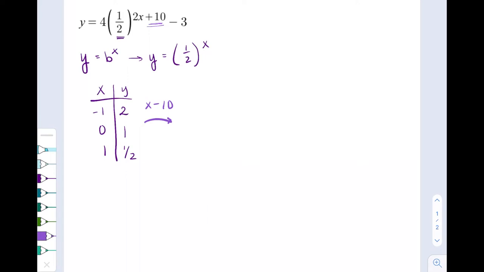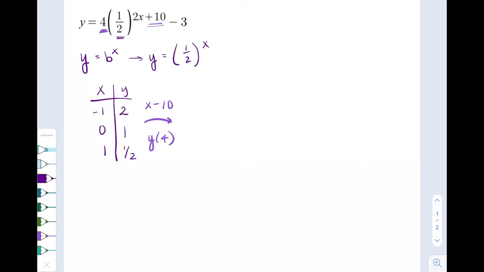Okay, for my vertical transformations, my vertical transformations are on the outside of my function. So that's my 4 being multiplied and my 3 being subtracted. Remember, for vertical transformations, we follow order of operations and we follow the operation that it says. So the first thing I'm going to do vertically is multiply my y's by 4.